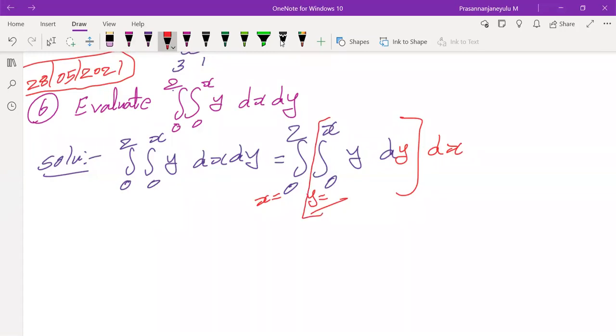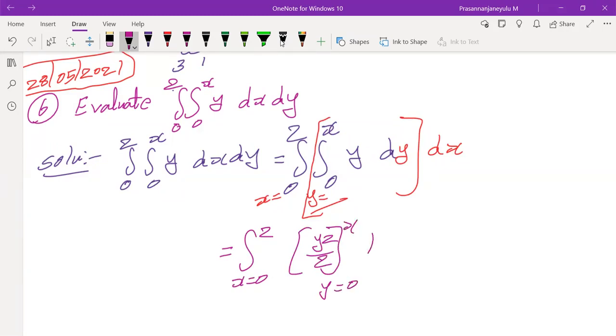If we do integration of y with respect to y, the answer is equal to integration of x from 0 to 2. Integration of y dy is y square by 2. What about the limits of y? Y is varying from 0 to x, into dx. Now, if we apply the limits of the y variable, upper limit and then lower limit, what is the upper limit? In place of y, what do we have?